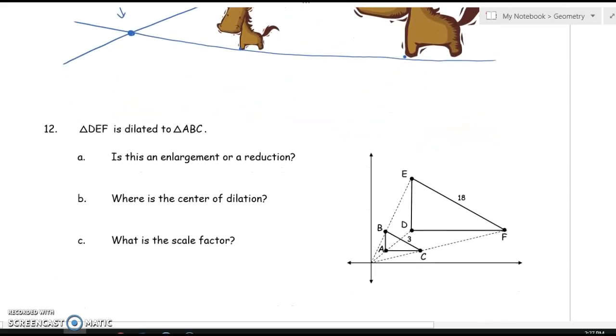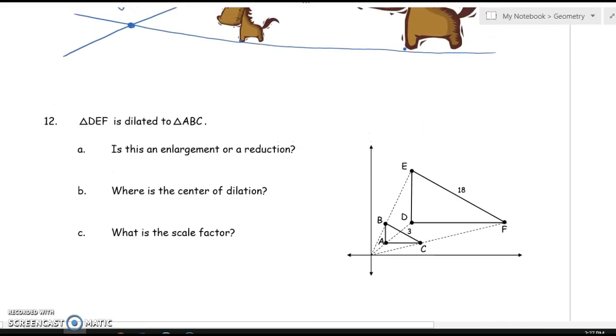And then this last question, all right. Triangle DEF, this big triangle, is dilated to create triangle ABC. So from DEF to ABC, obviously it's going from a bigger triangle to a smaller triangle. So if it's getting smaller, that would be a reduction. All right, if it's getting bigger, it's an enlargement. All right, where's the center of dilation?